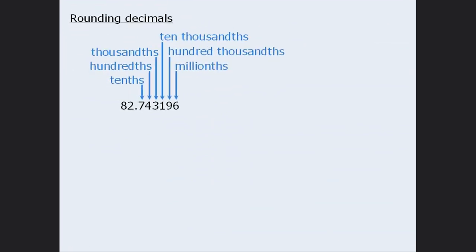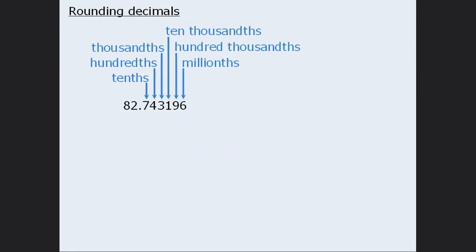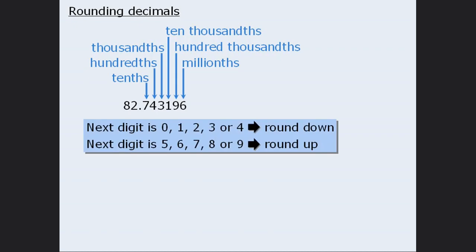Okay, the last topic we will examine is rounding decimals. To set this up, let's first remind ourselves of the place values. Now, when it comes to rounding numbers to a certain place value, we must first go to that place value and then examine the next digit that lies to the right of that place value. If that next digit is 0, 1, 2, 3, or 4, then we will round the number down, and if the next number is 5, 6, 7, 8, or 9, then we will round the number up.